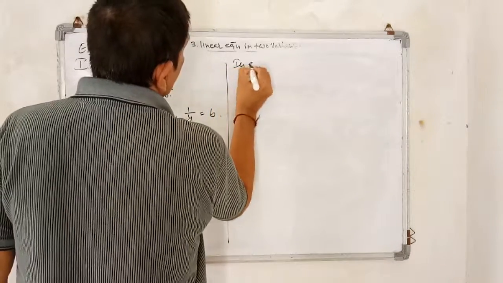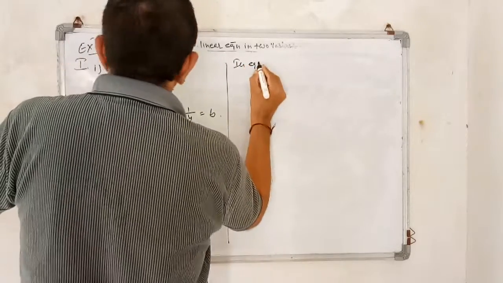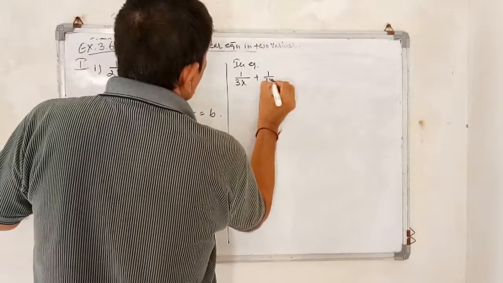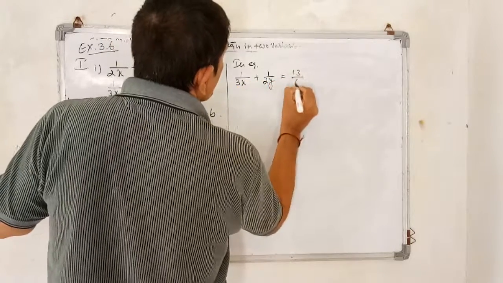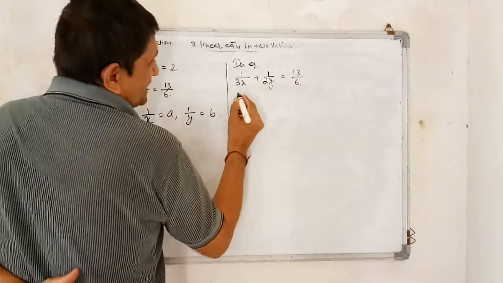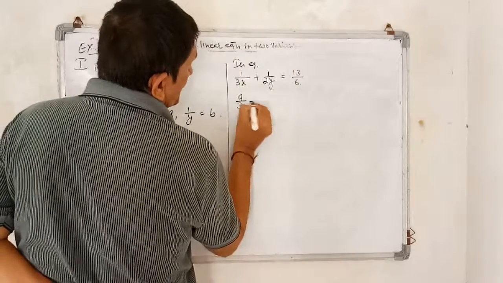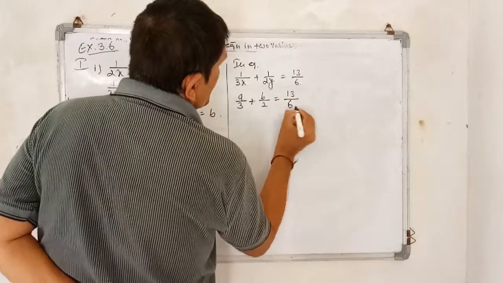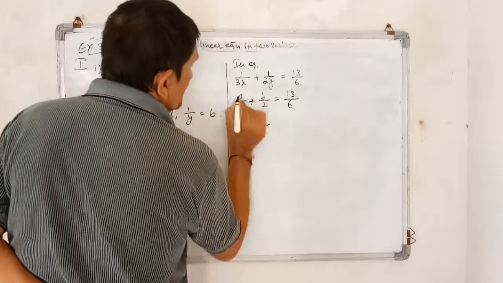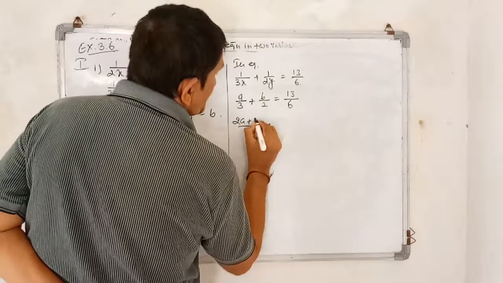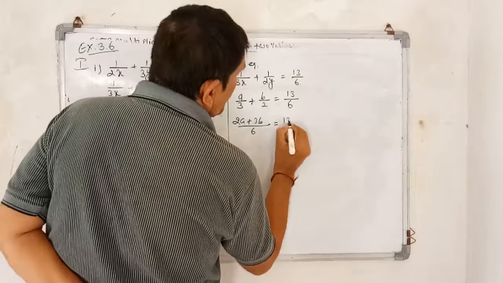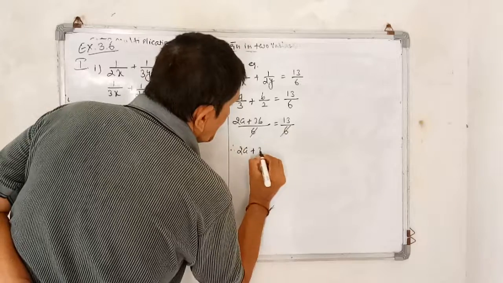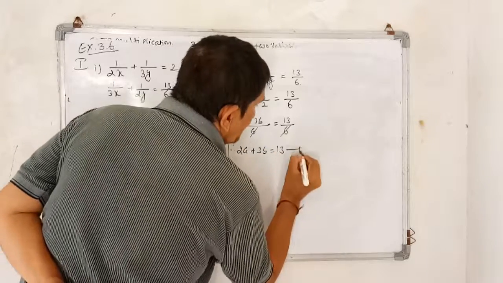In equation 2, 1 upon 3x plus 1 upon 2y is equal to 13 upon 6. 1 upon x is equal to a. So it is a upon 3 plus b upon 2 is equal to 13 upon 6. Take LCM. So it is 2a plus 3b is equal to 13 upon 6. 6 cancels. So it is 2a plus 3b is equal to 13.